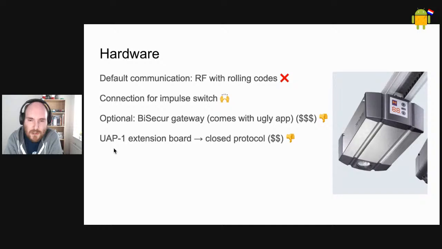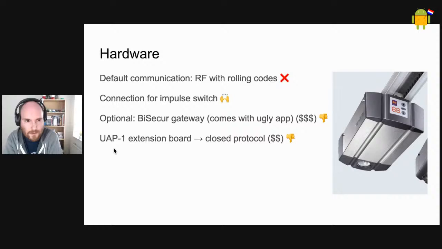It's actually protected by a rolling code scheme. So that means that every time you press the button, a different variation of the code is being sent to the unit, and they have some kind of secret pairing algorithm that makes sure that this connection is secure.